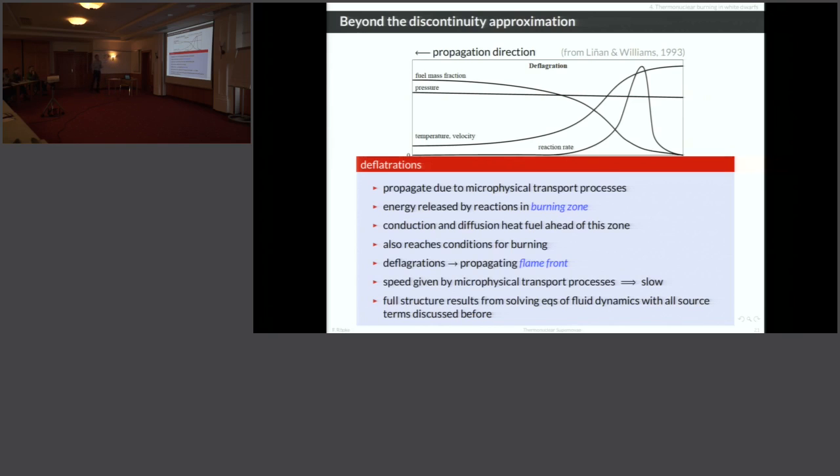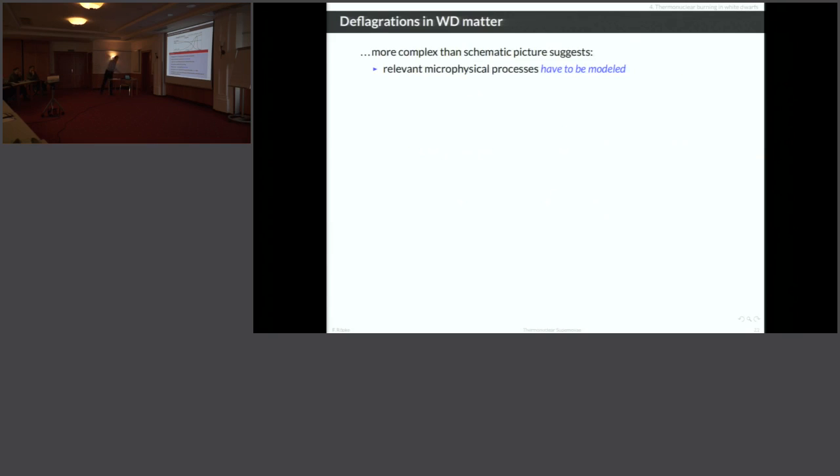Now, this is just a schematic picture. The full structure results, of course, from solving the equations of fluid dynamics with all the source terms included that I discussed yesterday. So you need reactions and you need the transport terms that I discussed yesterday. Now, deflagrations in white dwarf matter are more complex than this schematic picture would suggest. The relevant microphysical processes all have to be modeled. Species diffusion, heat conduction, and so on have to be modeled.